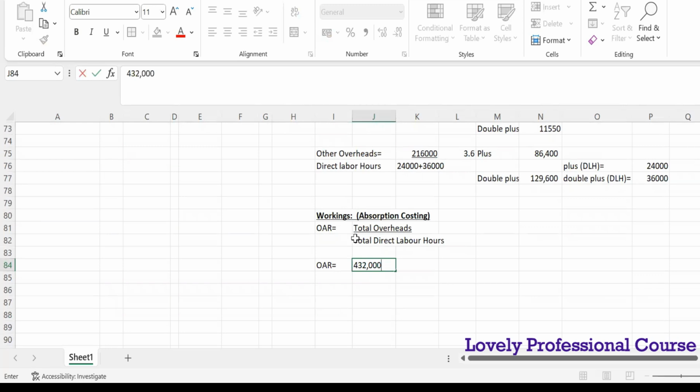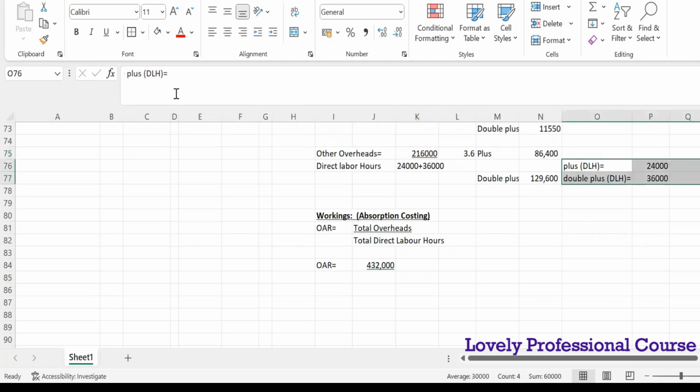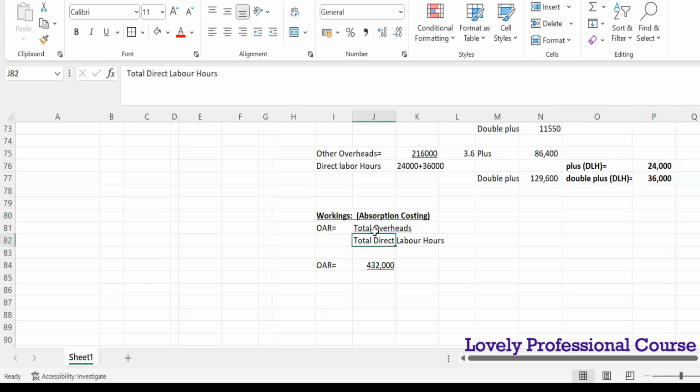432,000. If I divide this 432,000, I have to divide it by total direct labor hours. What is my direct labor hours? It is this working here. Here I determine my direct labor hours because I had per unit, so I make it in total such that I can determine the direct labor hours in total, because this is total overhead, so you have to divide by total labor hours. Is it okay? So which is 4 plus, it is 24,000. We find them plus this is 36,000.